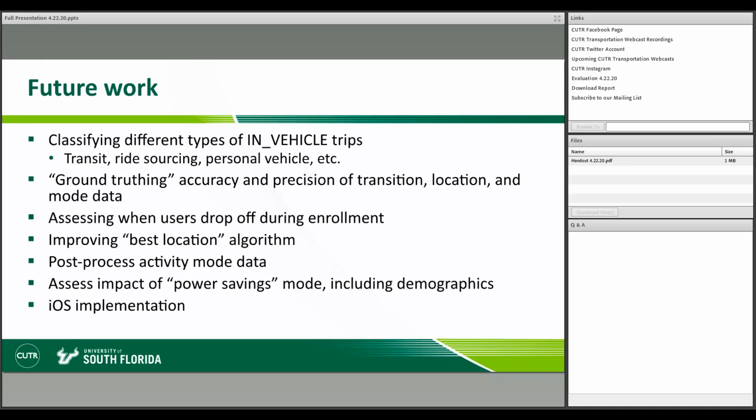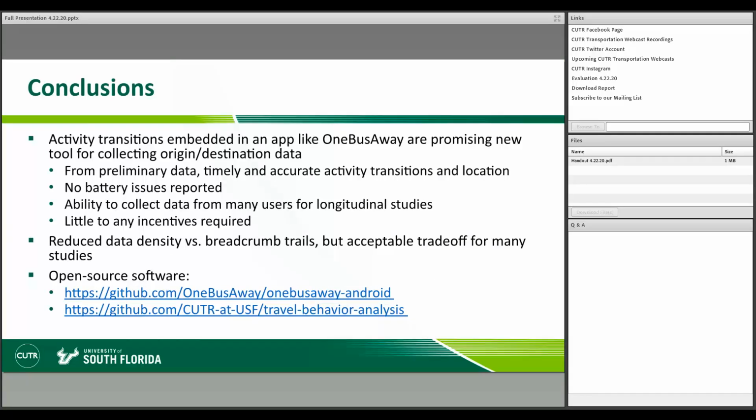Also assessing the impact of the power saving modes, including demographics. Does this primarily affect users with low cost older devices, where we need to be sensitive in studies to make sure that we're not potentially excluding these users? And then also looking at an iOS implementation. Our implementation here was just for Android.